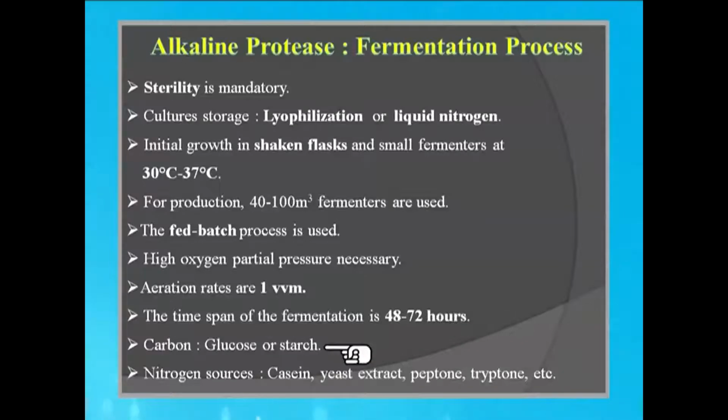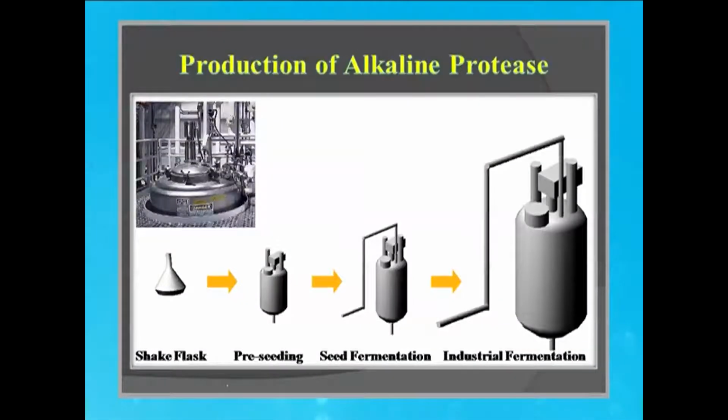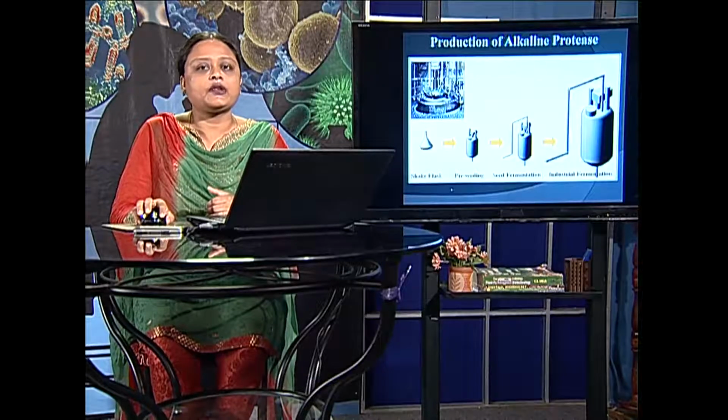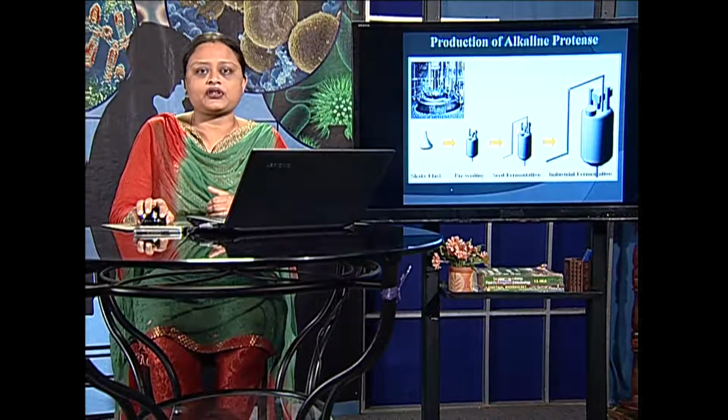We can see here the carbon source, which is either glucose or starch, and the nitrogen sources are casein, yeast extract, peptone, tryptone. This is a typical pictorial representation. In the shaken flask, first we will grow the lyophilized cultures. Then we will have a pre-seeding tank, that is, an increase of the amount, and then go for the seeding fermentation where the organisms will be grown in huge amount. That will be incorporated as inoculum into the industrial fermenter where the production medium is present to generate the proteases. And downstream or harvesting, we have already discussed, requires chromatography, precipitation, filtration and other processes.